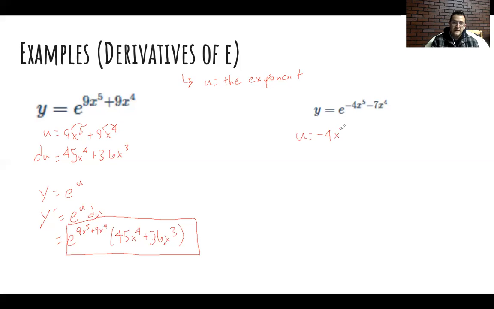I like to write my u and my du first. This is very chain rule. It is a variation of chain rule. So let's say I get negative 20x to the 4th minus 28x cubed. Then I just write y equals e to the u, so its derivative would be e to the u du. And then I, of course, substitute the u and du back in.